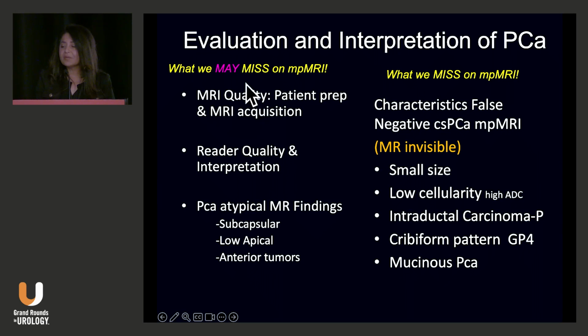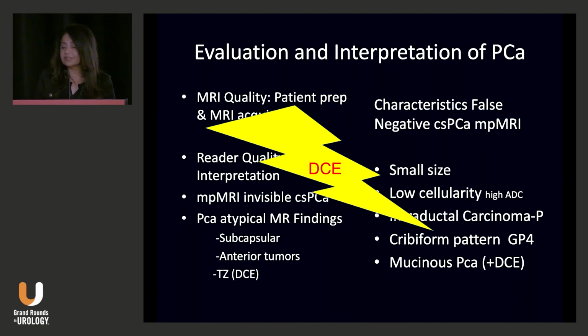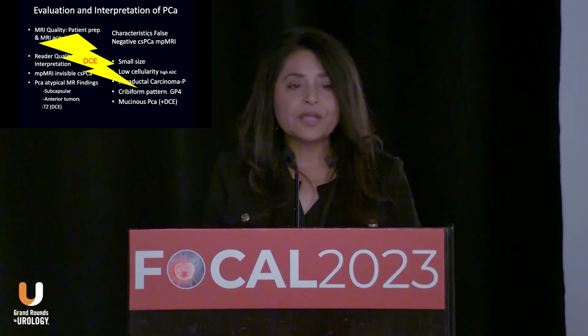But what we may also miss on MRI is because of quality. This is a bigger problem. So when there's patient prep issues or MR acquisition issues, it can really, really derail the whole exam. Reader quality and interpretation, and then really these atypical MR findings, these subcapsular tumors that I showed you earlier, where it's so thin and against the margin of the gland that it can be missed, or the real low apical tumors, or the anterior tumors that, because of the BPH, are smudged anteriorly and can't really actually see them. So all of these reasons, DCE helps. And when we do the unknown panel case, I'll show you examples of how that's helpful. So thank you.